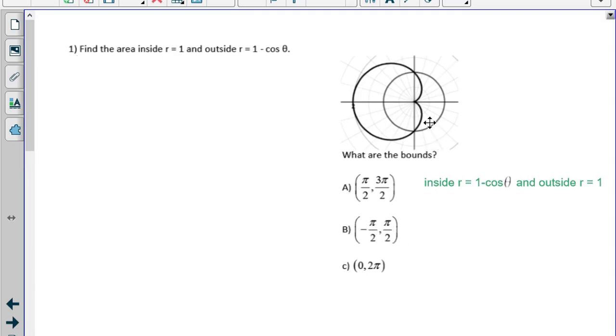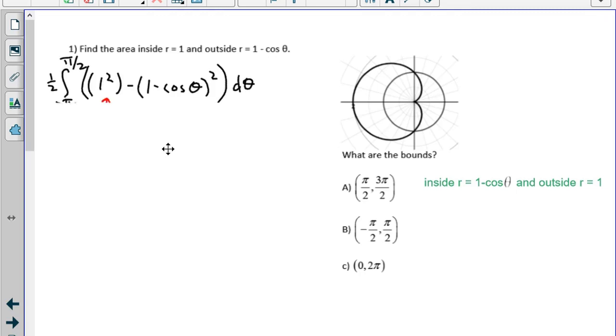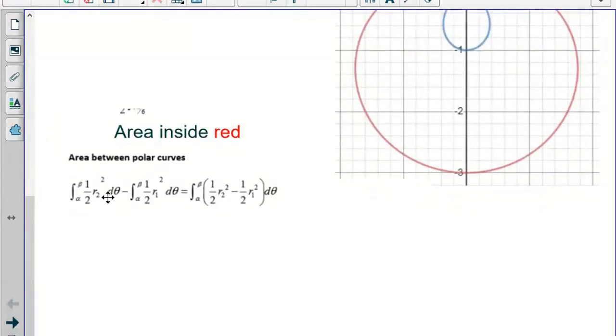B is the bounds that we're looking for because we want this shaded area that I'm moving with my mouse right now. So I want the area inside r equals 1. So I'm going to find the integral from negative pi over 2 to pi over 2 of r equals 1. And then I'm going to subtract the small areas of the cardioid that are from negative pi over 2 to pi over 2. So I'm going to set up my integral as such. Notice that it basically gave me this formula down here that I neglected to talk about, but you can read that.